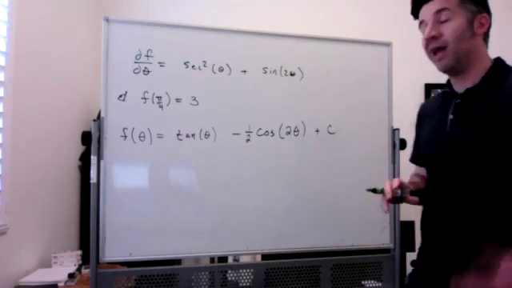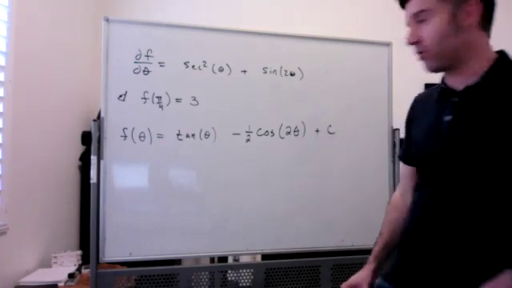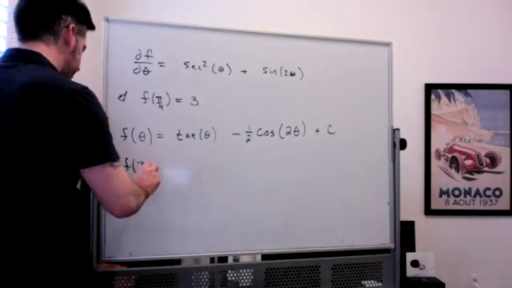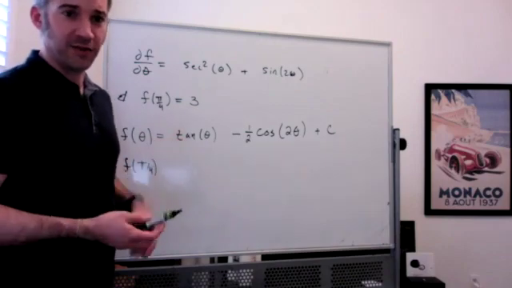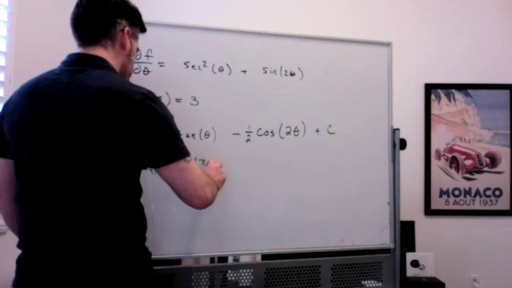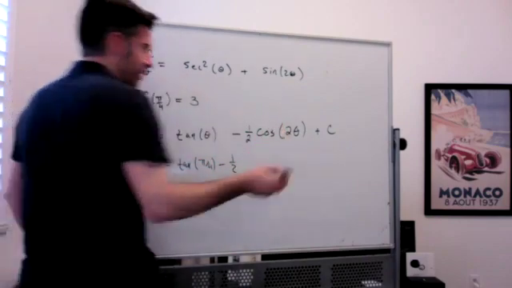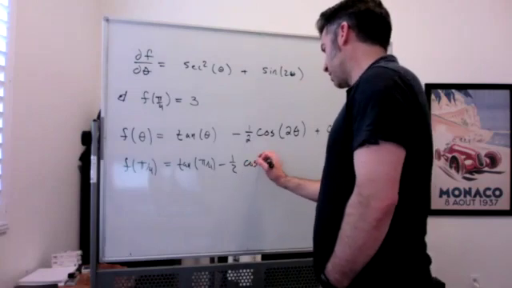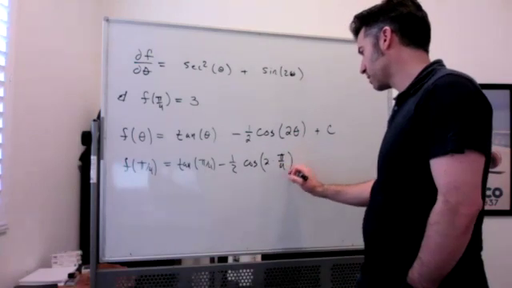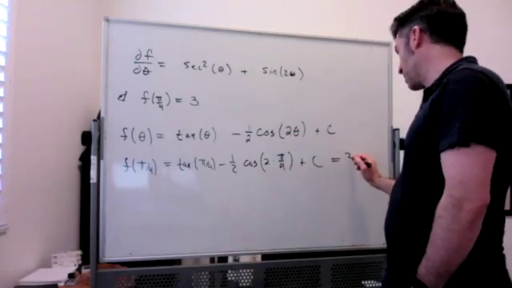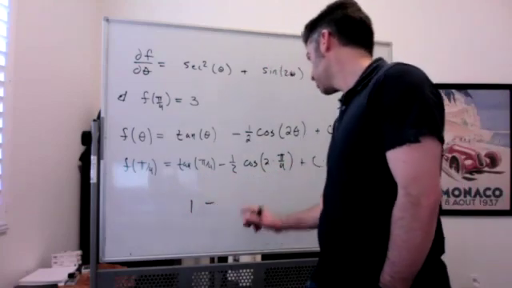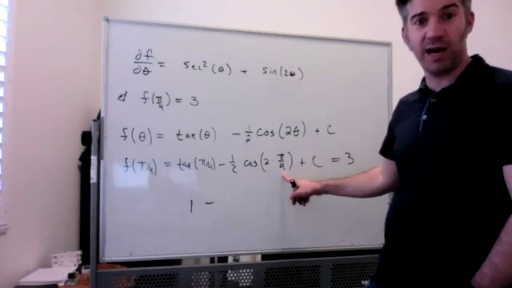Plus c. And now we're going to plug in pi over 4 to figure out what the constant is. So f of pi over 4. This problem turned out much better than the one I had originally written. So f of pi over 4 is going to be tangent of pi over 4 minus 1/2 cosine of 2 times pi over 4 plus c, and that should equal 3. Tangent of pi over 4 is 1. Cosine, so 2 times pi over 4 is pi over 2.